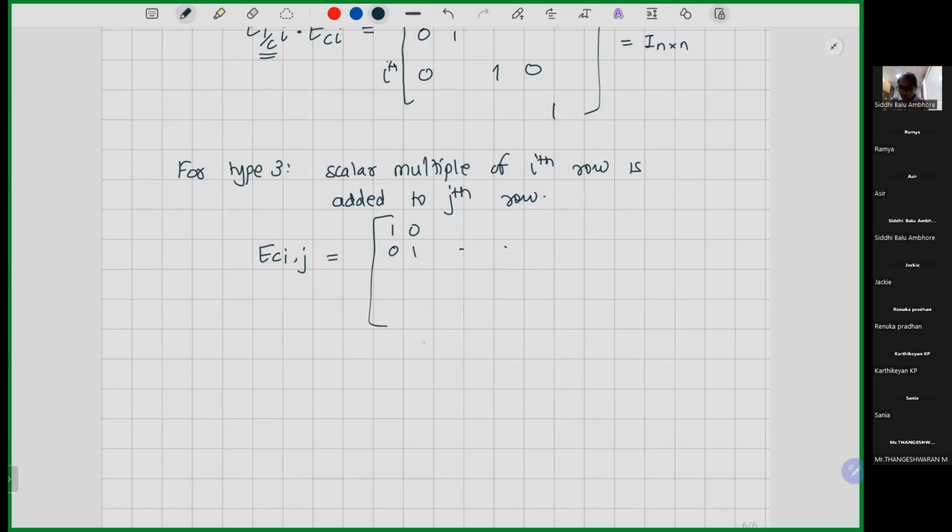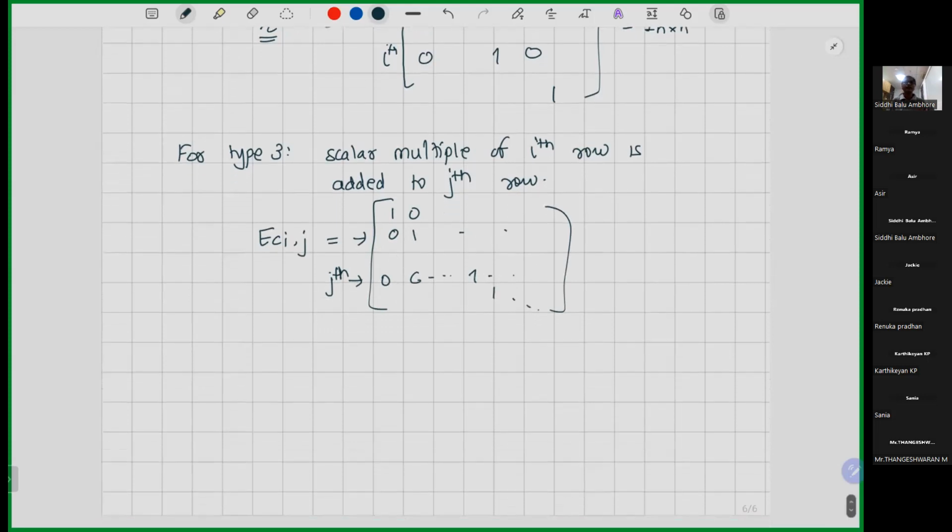And what it is doing, so if this is the ith row, then what it does is it multiplies C to this ith row and adds it to the jth row. Everything 0 is as it is, 1 here as it is, and so on, and the identity matrix stuff continues. It is of this form.